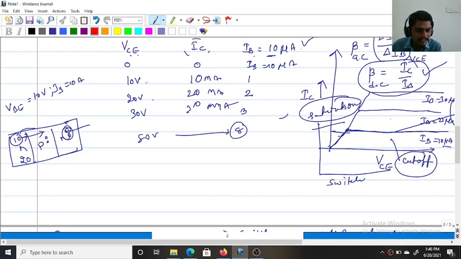This is called the active region. This is the saturation region, this is the cutoff region, and this is the active region. When the transistor is in the active region, it acts as an amplifier. In order to amplify a signal, you have to keep the transistor in the active region. When it is in the saturation and cutoff regions, it cannot amplify signals.